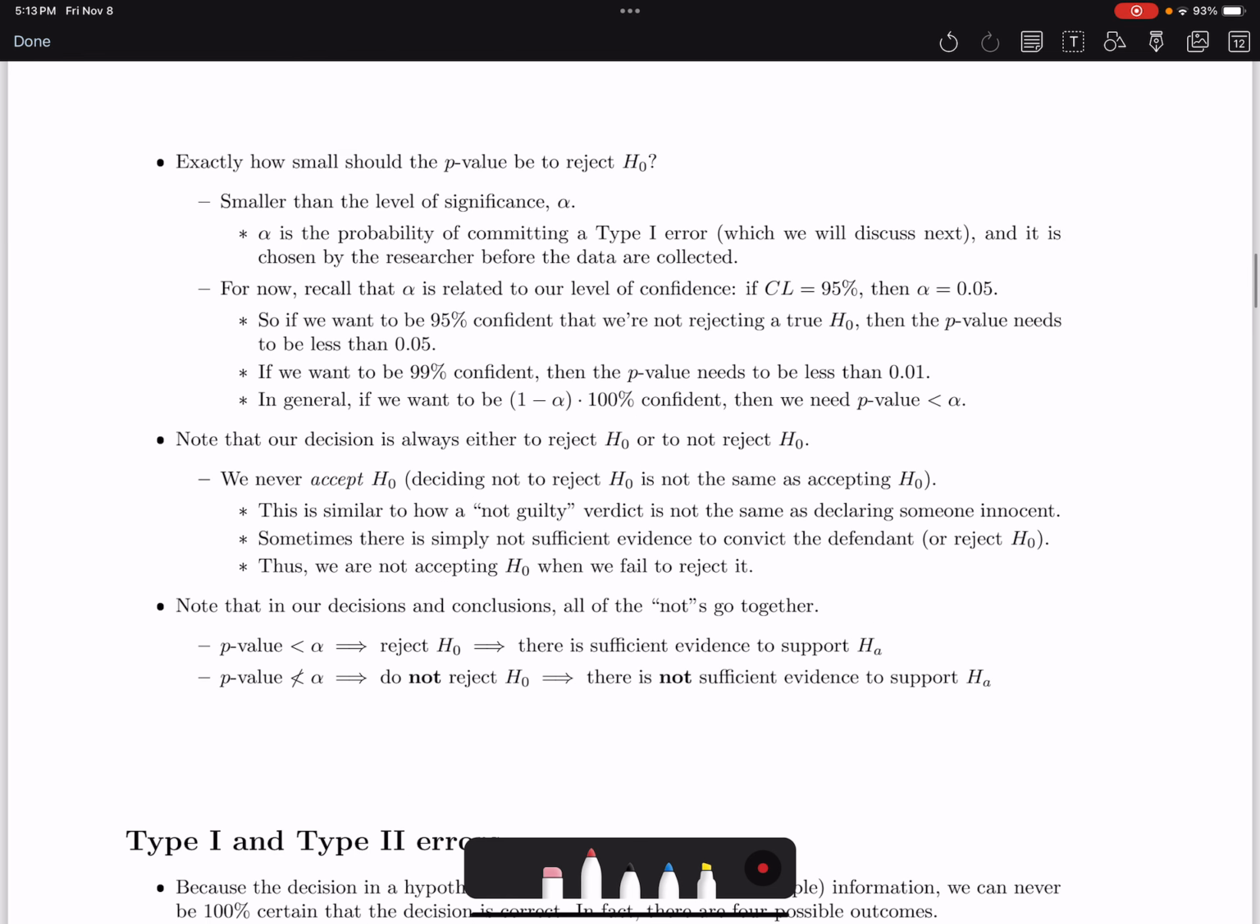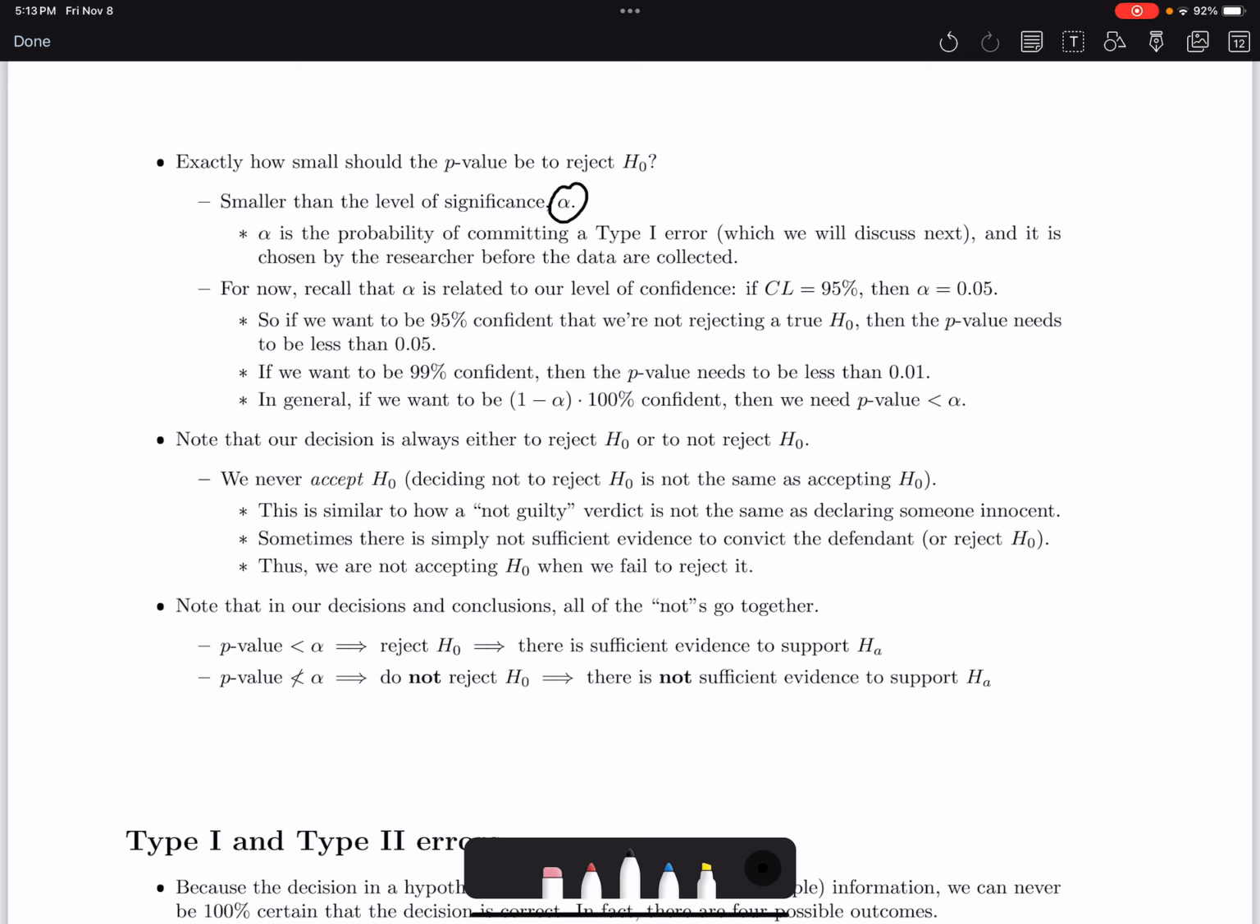Now, the question, and we've already answered this, but I want to delve into this a little more deeply, right? Exactly how small should the p-value be to reject the null hypothesis? And the answer that we've given is it should be smaller than the level of significance, right? It should be smaller than alpha. I want to talk a little bit more about what alpha is in this section now that we've seen some more examples, okay? Alpha is the probability of committing what's called a type 1 error. And we're going to talk about that in the next little subsection here.